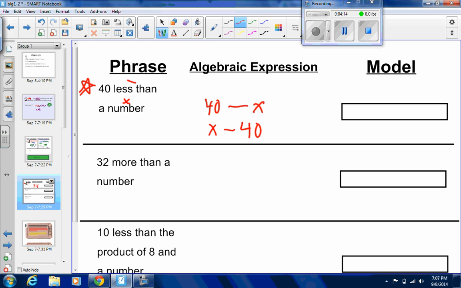Because if you plug in 10 for x, on the top one you'd get 30, and on the bottom one you'd get negative 30. So they're different. I'm going to tell you right now that the bottom one here is correct. The top one is not. The reason is that if you look at 40 less than a number, you have a number, which we'll just say is x up here. I'm going to model it here. You want to take 40 away from that. So let's say this is 40, and we're going to get rid of that. 40 less than that number leaves you with this. So you're taking 40 away: x minus that 40.